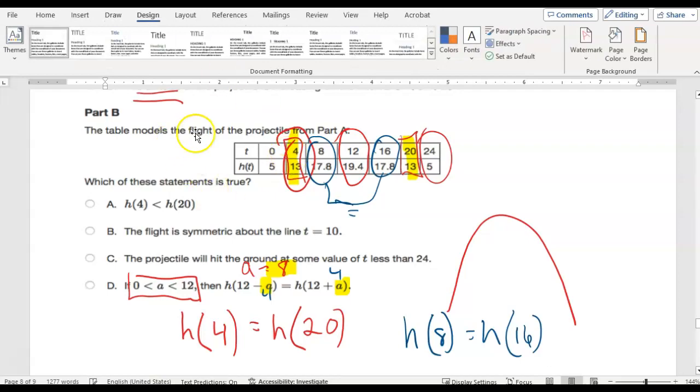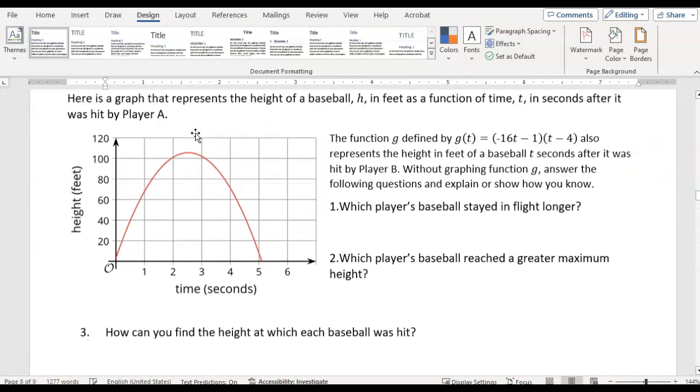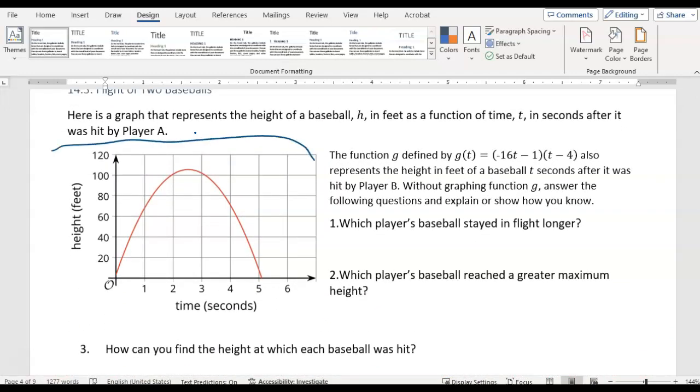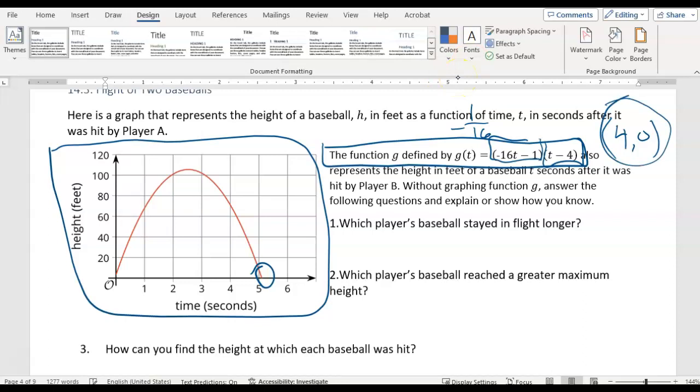All right, let's go back up real quick to the last part of the classwork, which was this part here. So this is player A on the graph, and player B is defined by this equation. It says which player's baseball stayed in flight longer? Well, here the x-intercept where it lands is a little bit after 5. Here my x-intercepts would be 4, 0 for one. The other one would be negative 1 over 16, right? That's a negative number, so that's unlikely. The one we would be looking at is this one here, which means that player A stayed in the air longer because it happened around 5, and the other one happened at 4.